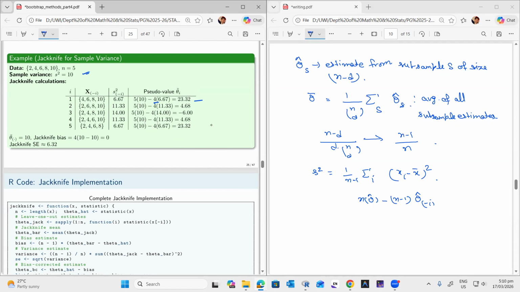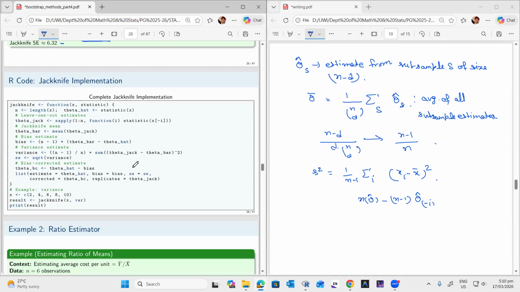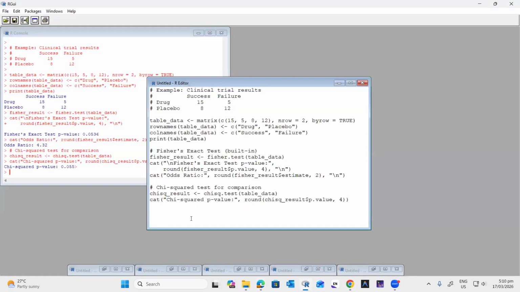Okay, the mean of these replicates will be 10, right? And the jackknife bias will be 0 at that time, and the standard error will be approximately 6.32. Okay, so we have the R code here for the jackknife. So we just check the R code.